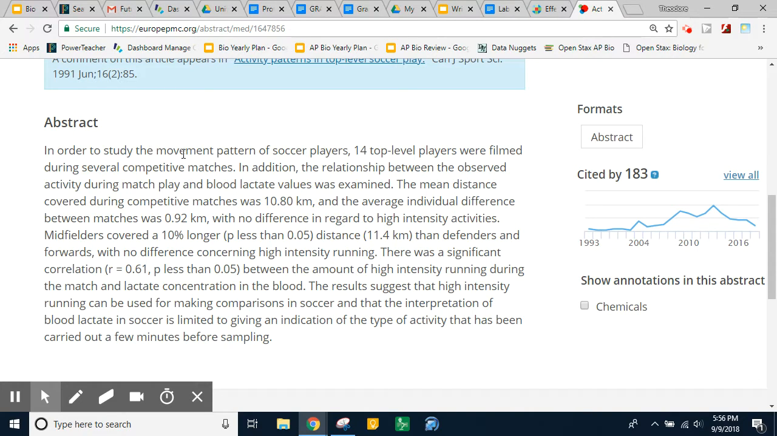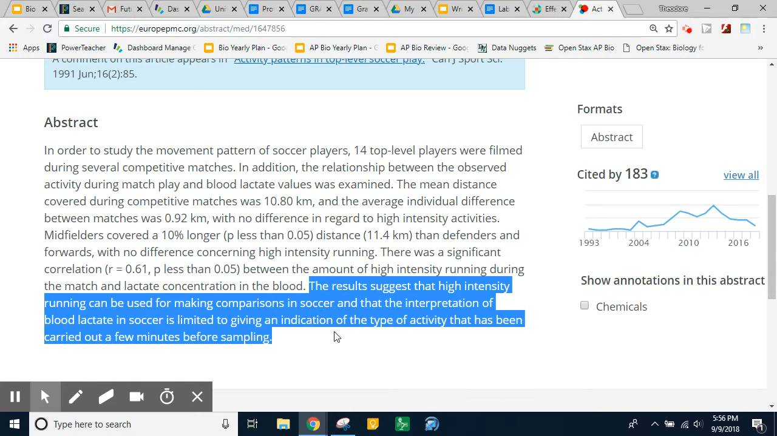It tells you what they were trying to research: the relationship between the observed activity during match play and blood lactate values was examined. Then it talks about how far they ran and what they were doing and finding the relationship. It's summarizing the data. And then the very end part is what do the results suggest, or what is the conclusion brought about from the research.